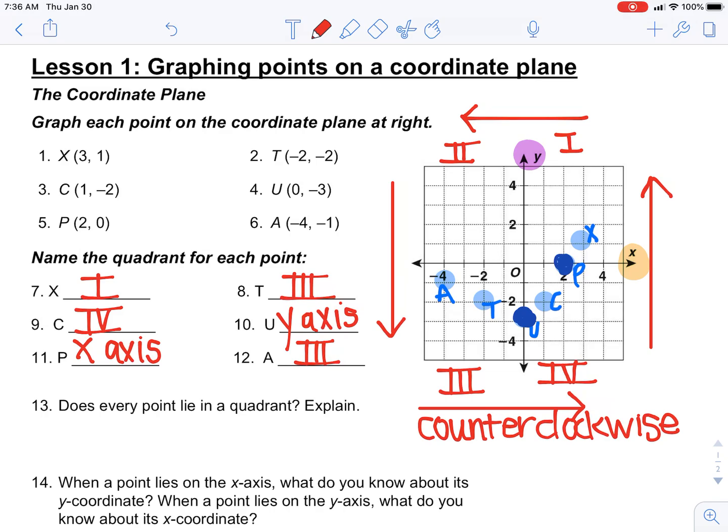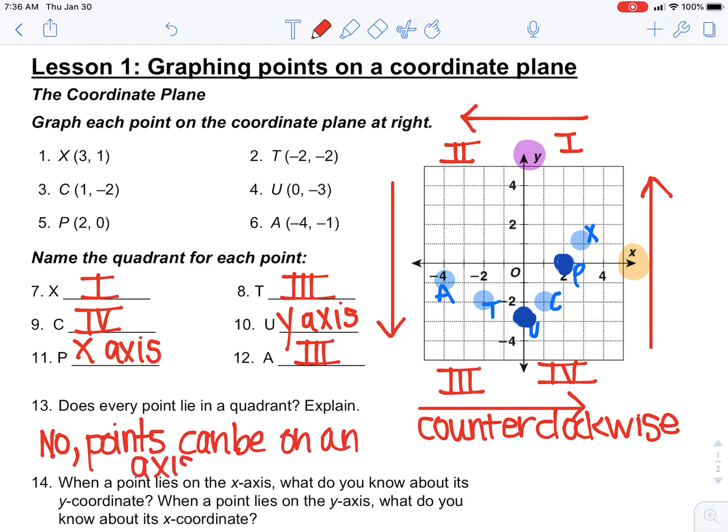So question 13, does every point lie in a quadrant? And you should be able to say no, and the explanation behind that is points U and P can lie on an axis. So write that answer in. Or points can be on the origin if it's 0, 0.